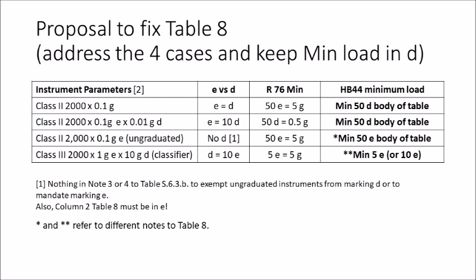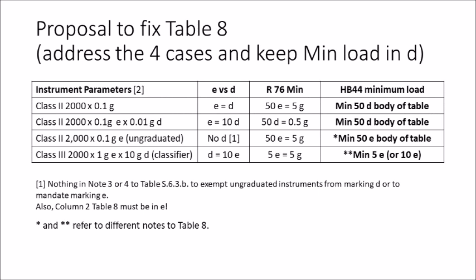2 little important notes. Note 1, because there are no Ds, there's a problem with Handbook 44 because D is a mandatory marking in Handbook 44. There's no exceptions. Every instrument must mark D, but there are no Ds. So table S63B, with all the notes about the marking requirements, really needs 2 changes. Note 3 has to exempt an ungraduated instrument from marking of D, and in Note 4, you have to include the ungraduated instrument as a mandatory marking of E.